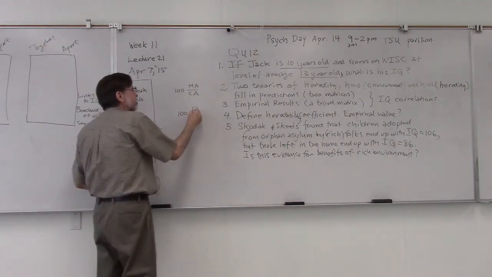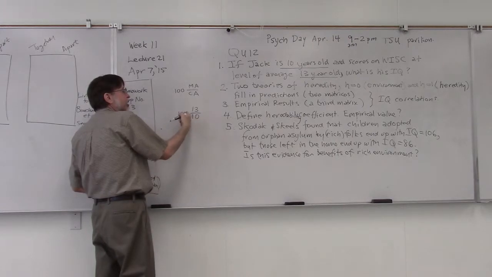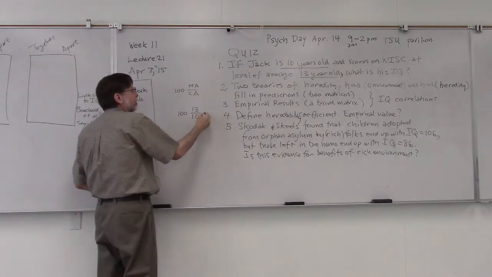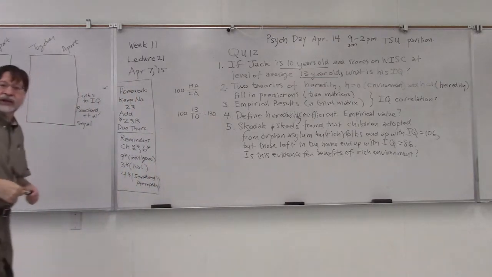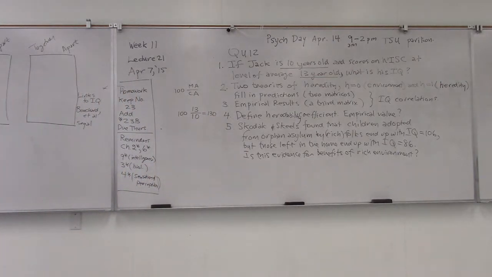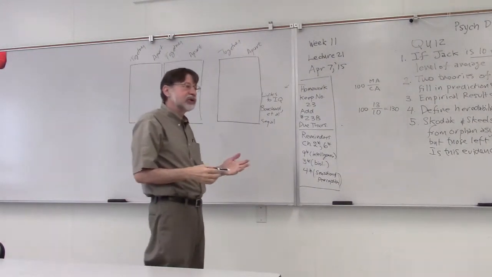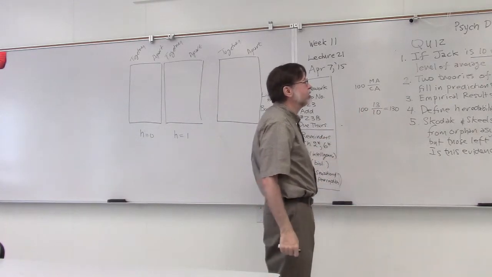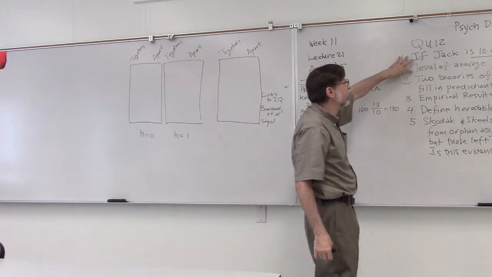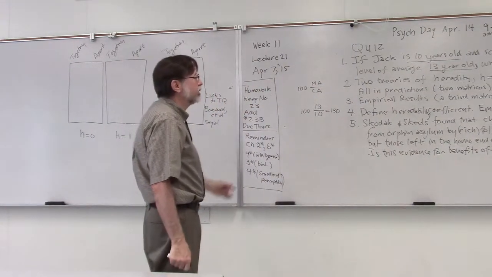So his mental age is 13. 100 divided by 10 is 10. 10 times 13 is 130. So his IQ is 130. He's at the age of 10, 3 years ahead. What percent of kids are 3 years ahead at the age of 10? It's the same as the question, what percent have IQs above 130? 2.5%. That wasn't actually asked here, but you should know that from the normal distribution.